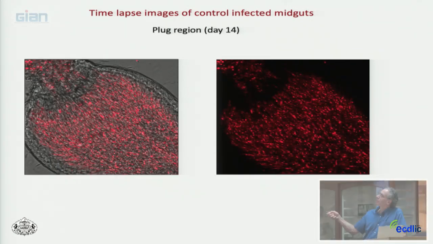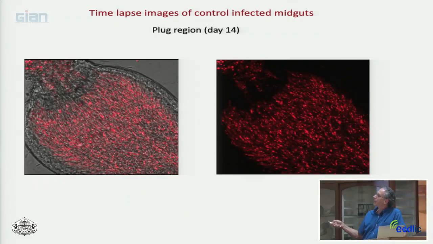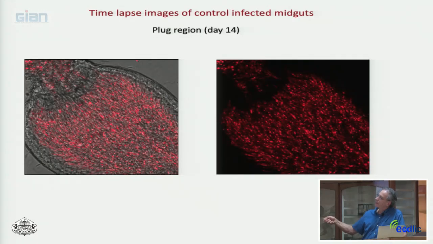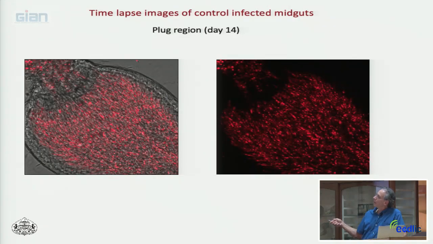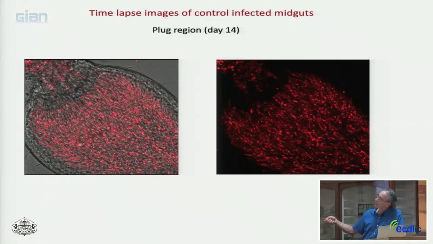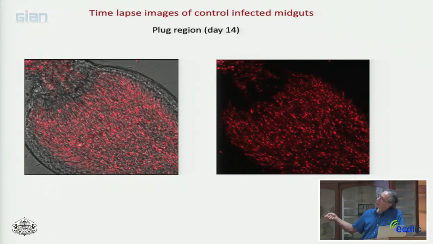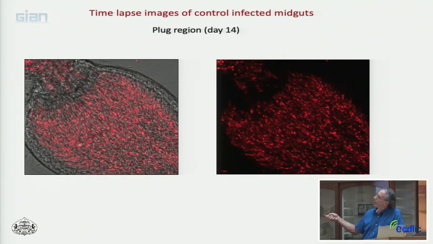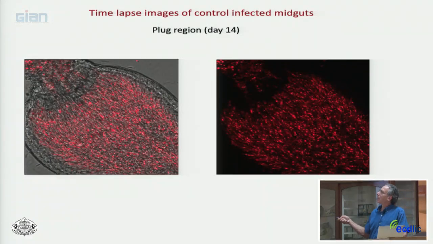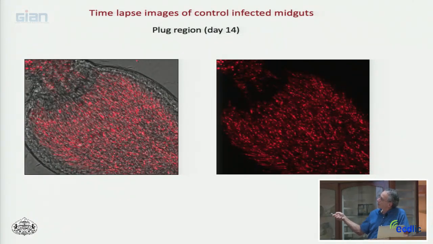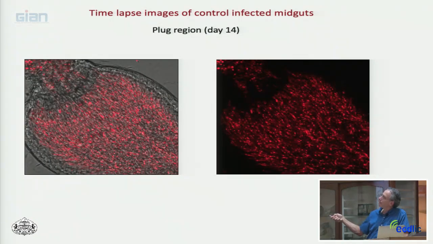So these are some time-lapse images of the plug region, this anterior midgut region. Huge numbers of, these are red parasites in the plug. And this is time-lapse imaging. You can see how active the metacyclics are.